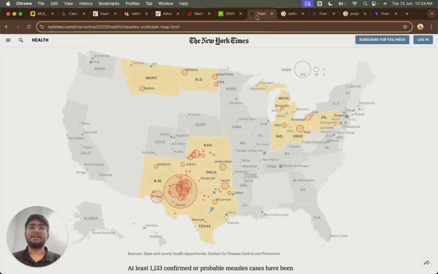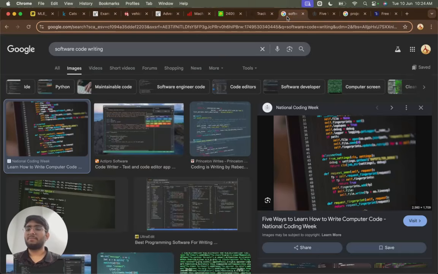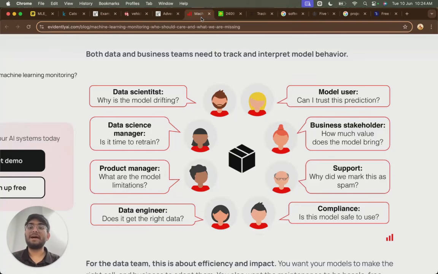Imagine you are a software developer. If you have any question related to the business idea, it will be related to your code. So you will definitely think about what type of code and what type of algorithm you are using. Imagine if you are a data scientist. What will be your question? Why is the model drifting? Then if you are a model user, you might say, can I trust its prediction? If I am a business stakeholder, I definitely think of profit. So how much does the model bring? If I'm a product manager, I'll think of limitations, that is, what are the model's limitations? And if I'm a data engineer, I'll say, does it get the right data?